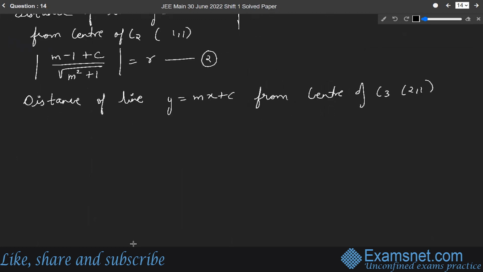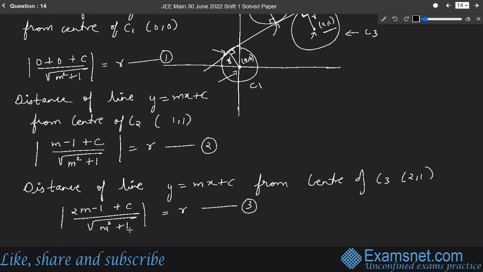So the perpendicular distance will be mod of 2m minus 1 plus c divided by under root of m square plus 1. And this is also the radius for circle C3. Let this be equation 3. You can see in all three equations the right hand side is equal, which is r, r and r. It means that the left hand side should also be equal.